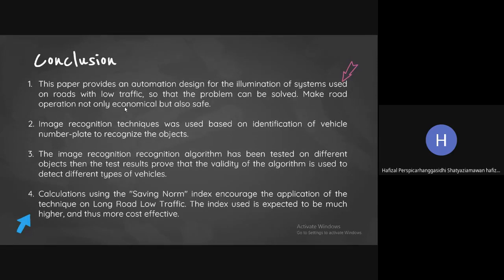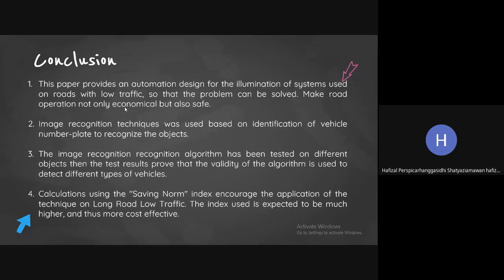This research can be concluded that, first, this paper provided an automation design for the illumination system used on routes with low traffic, so that the problem can be solved. It makes route operation not only economical but also safe. Second, image recognition technique was used based on identification of vehicle number plate to recognize the object. The third, the image recognition algorithm has been tested on different objects. Then the test results prove the validity of the algorithm used to detect different types of vehicles.